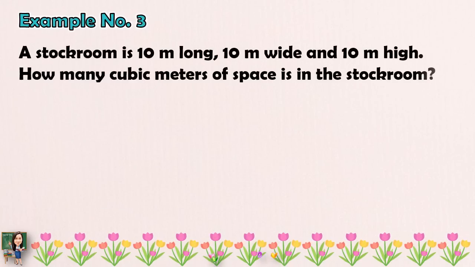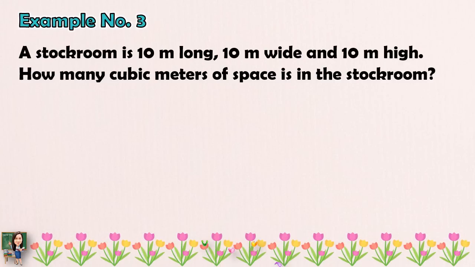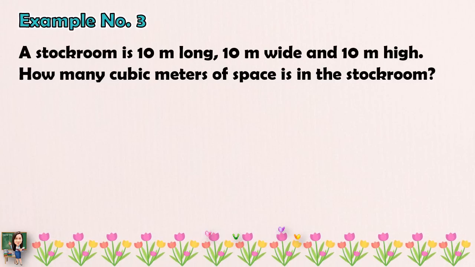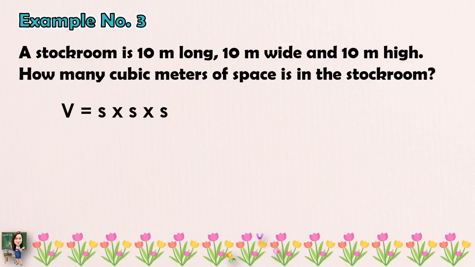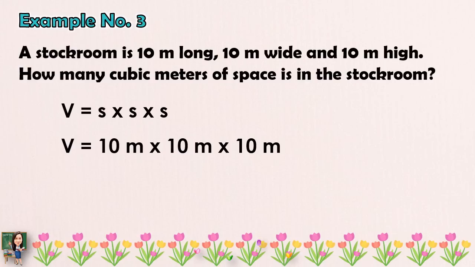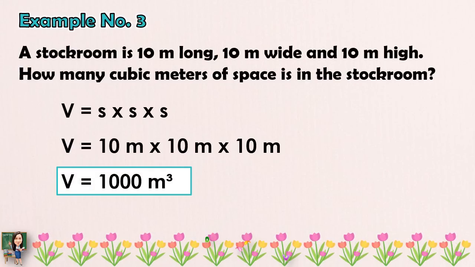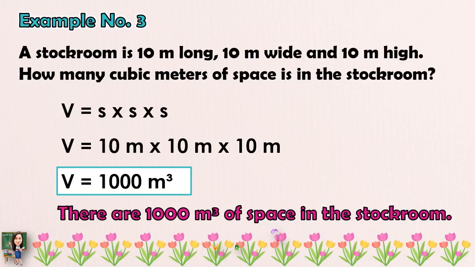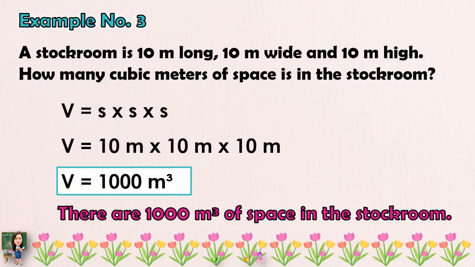Example number 3. A stockroom is 10 meters long, 10 meters wide, and 10 meters high. How many cubic meters of space is in the stockroom? The formula for this is volume equals side times side times side, where side is 10 meters. 10 meters times 10 meters times 10 meters equals 1,000 cubic meters. So there are 1,000 cubic meters of space in the stockroom.